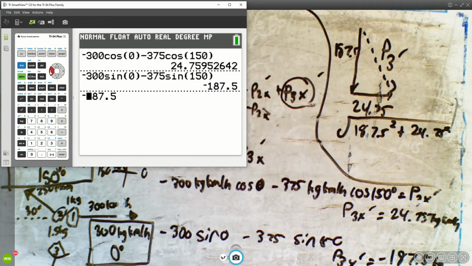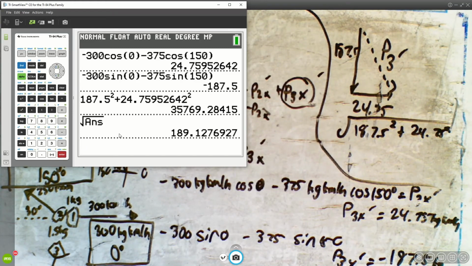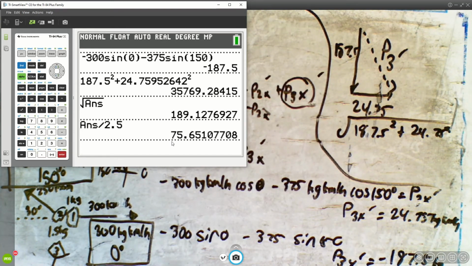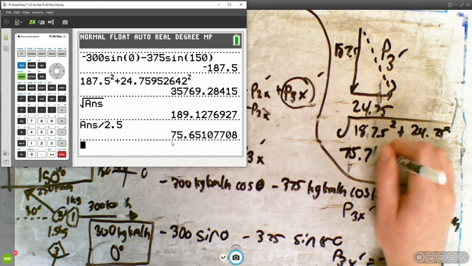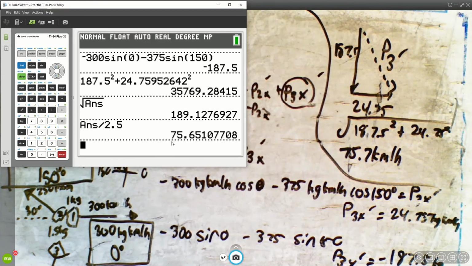So grab that. Get rid of the negative because it can screw up your answer. The negative just tells us direction. Add on the 24.75, but obviously use the full answer. Square it, and then square root that. And we get that. But you have to remember that that is just our momentum. So if we want a speed, we have to divide it by the mass, which is 2.5, which they gave us in the question, and we get 75.6 kilometers per hour, or 75.7 kilometers per hour.